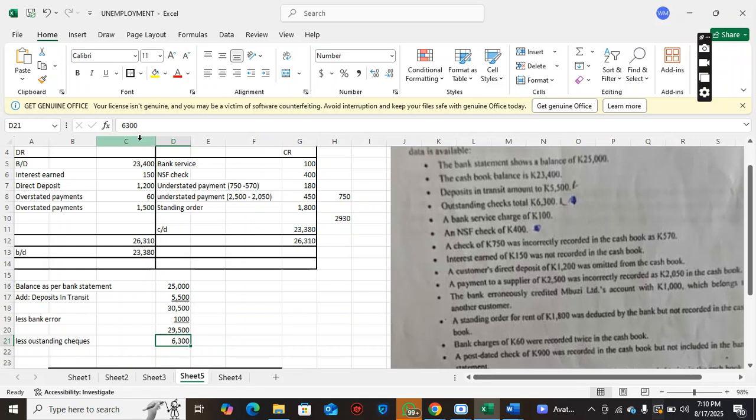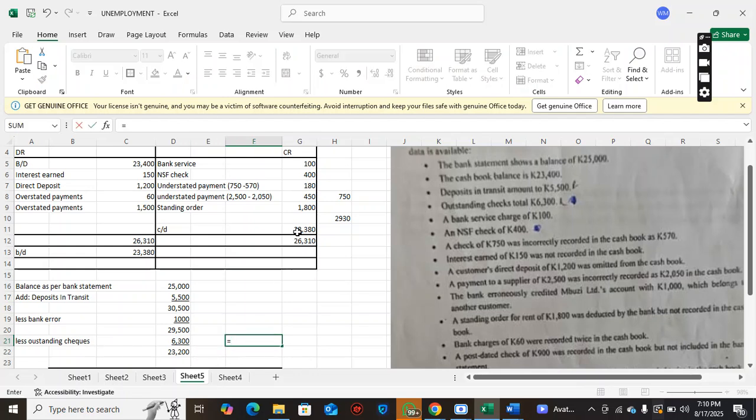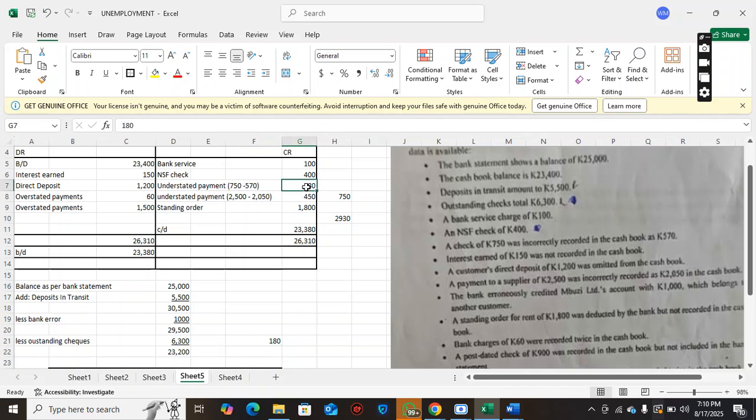This is where your heart should start beating now, because it has to agree with the cash book, 23,200. Okay, so we're off by how much? We're off by one. This understated payment. Huh?